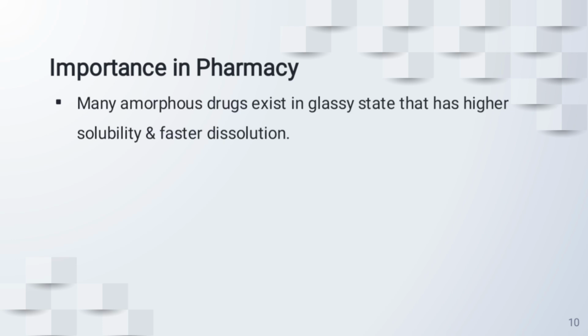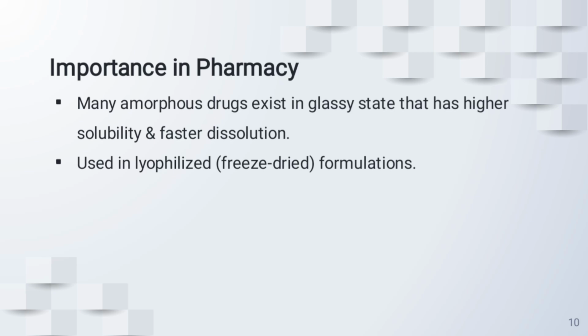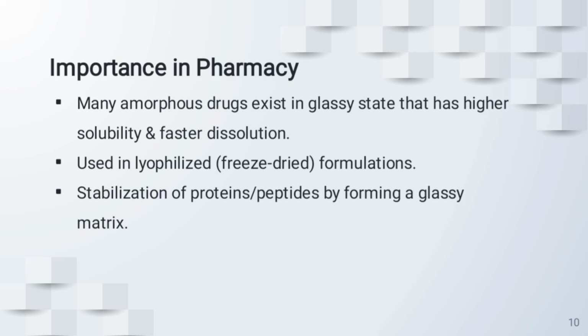Now moving to its importance in pharmacy. So students, many amorphous drugs exist in the glassy state, which has higher solubility and faster dissolution. Then it is used in lyophilized, that is freeze-dried, formulations. Then it is used for the stabilization of proteins and peptides by forming a glassy matrix. And it helps in controlled release systems.